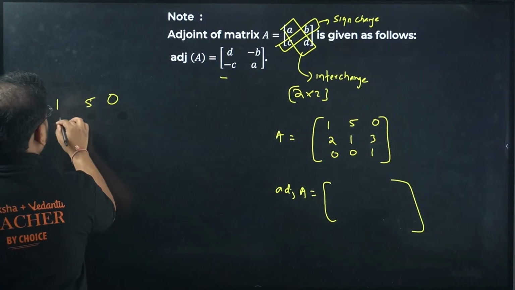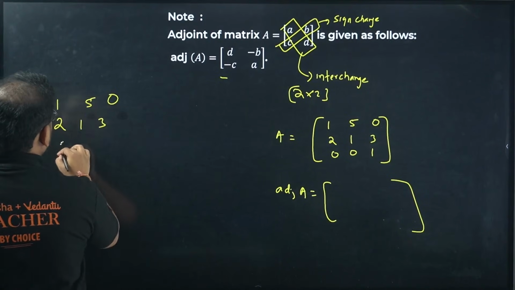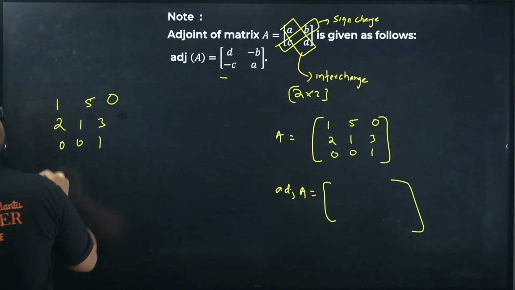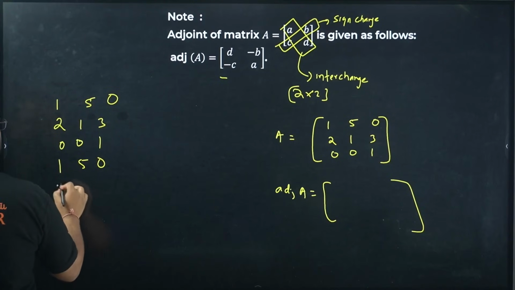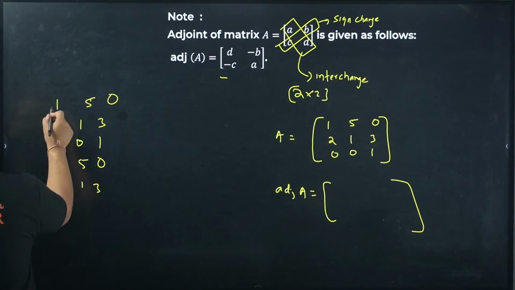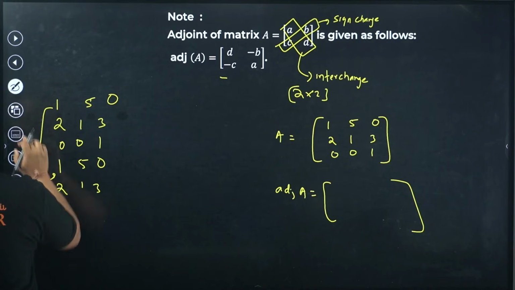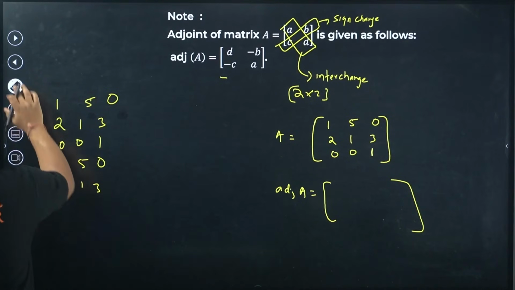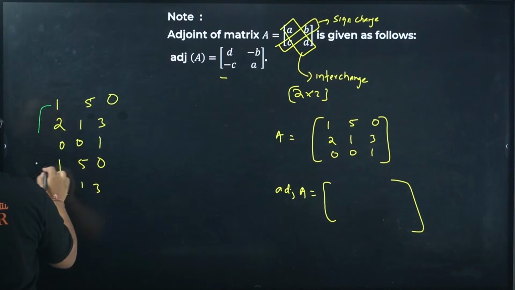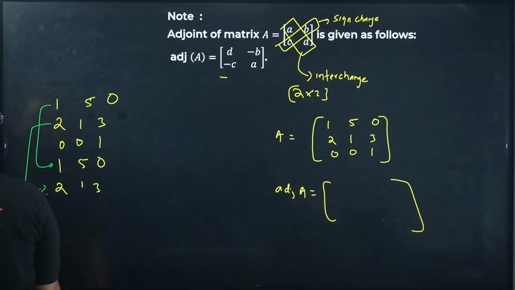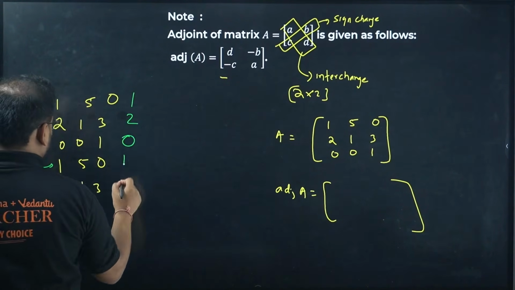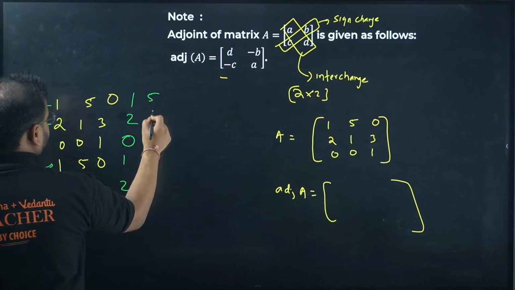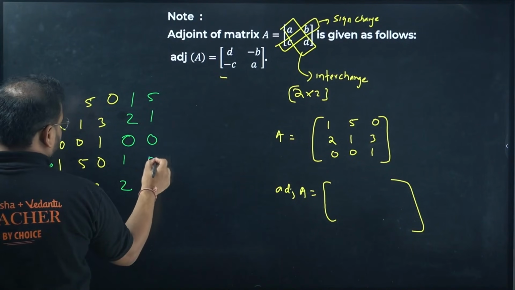1 5 0, 2 1 3, 0 0 1. So repeat the first 2 rows. So 1 5 0, I repeated the first two rows. This over here and this over here. Now repeat the first two columns. So you get 1 2 0 1 2, and here I get 5 1 0 5 1.